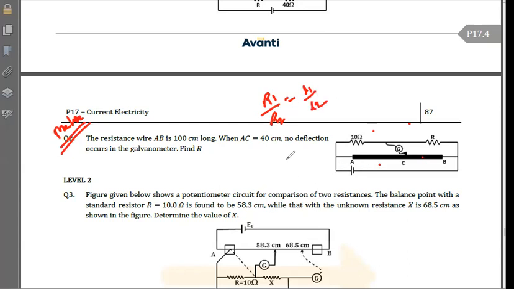So L1 is given. L2 is given. R1 is given. You have to find R2. Can you find R2? I guess all of you can find R2. Right, everyone? Yes, correct. Very good, Riya. Very good. Anna, chalo, very good.